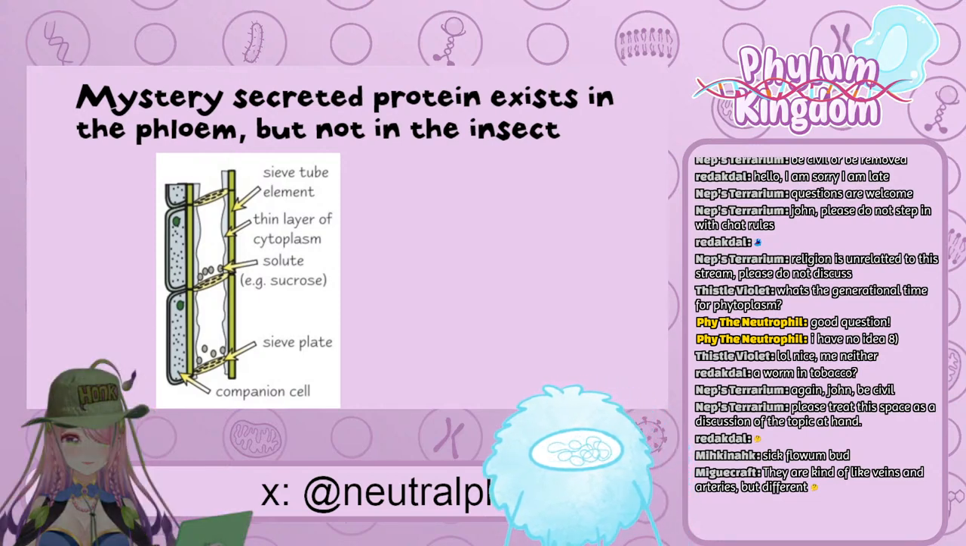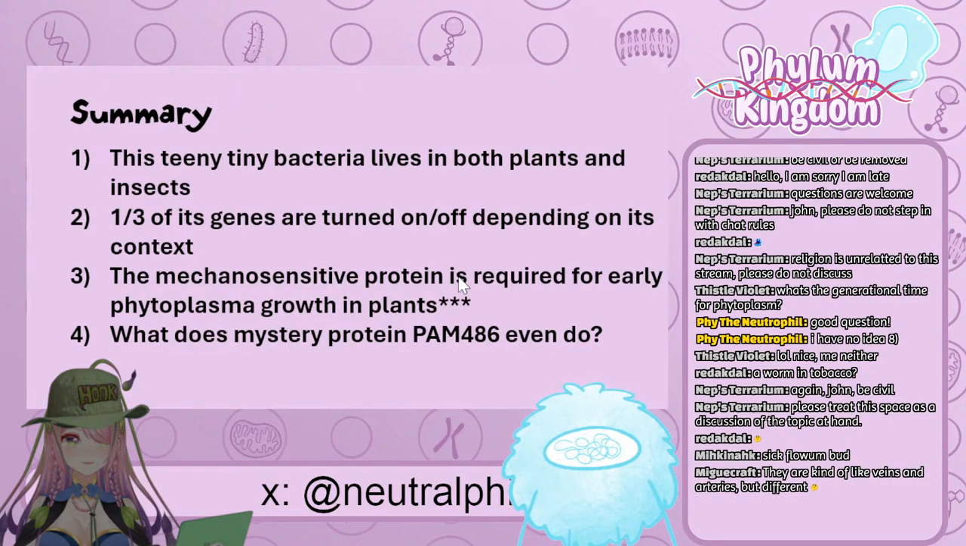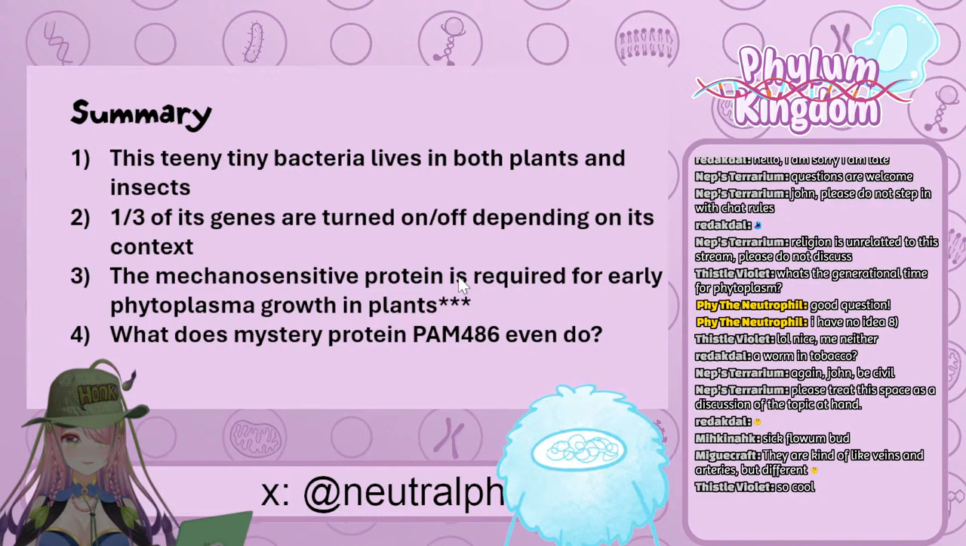All right, so we've actually come to the summary, I believe. Believe it or not, we are at the end of this paper. So to summarize why we picked this paper and why it's cool: there are these teeny tiny bacteria that live in both plants and insects. They have such a reduced genome that they're candidates for the minimum unit of life even.